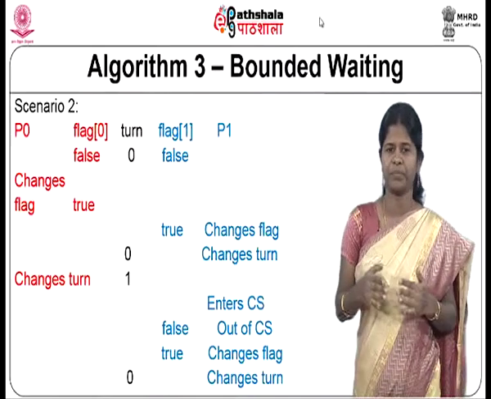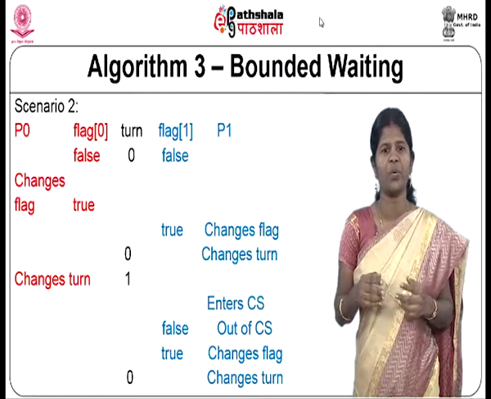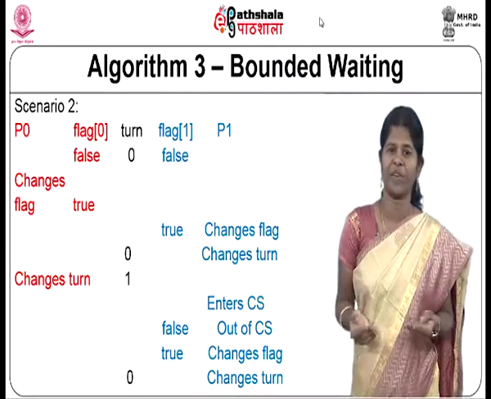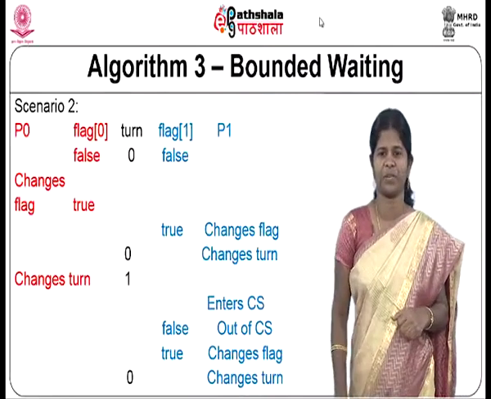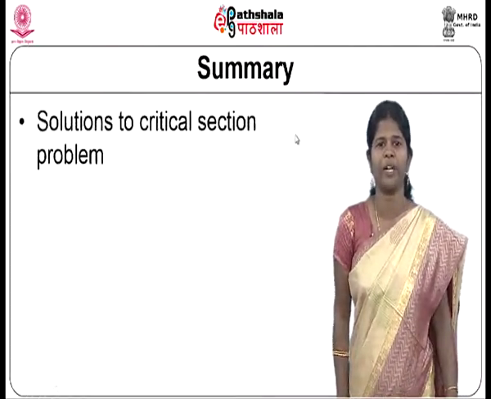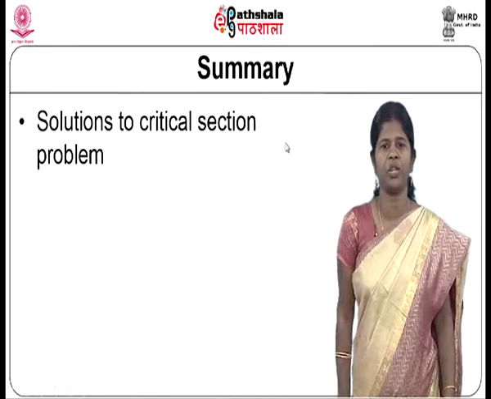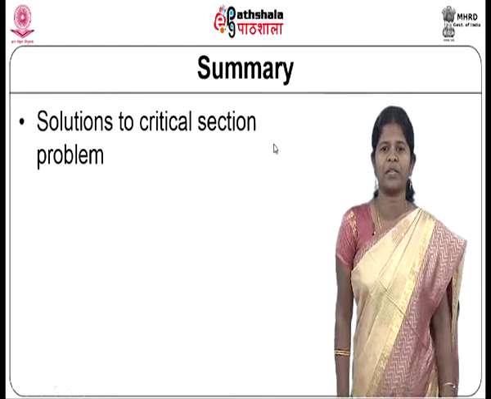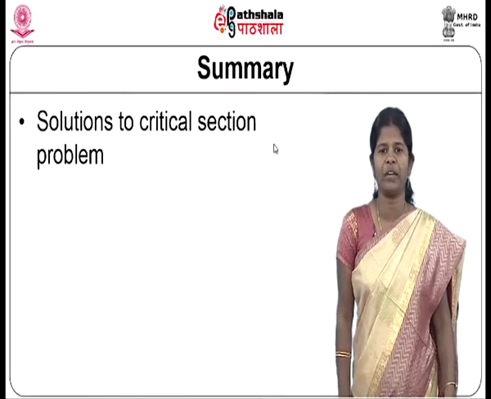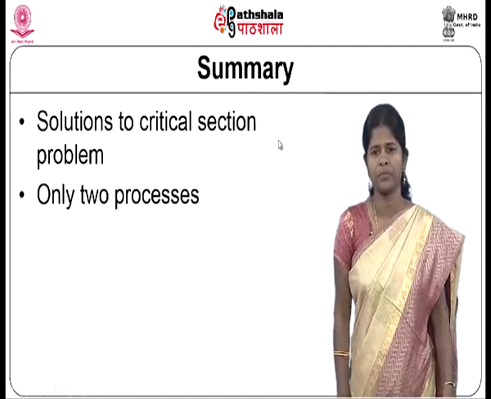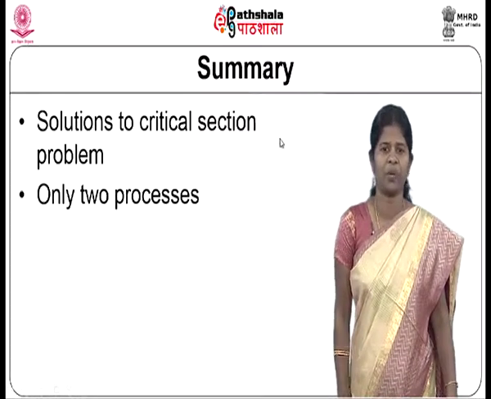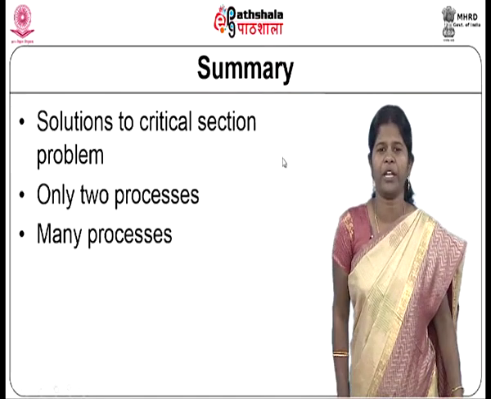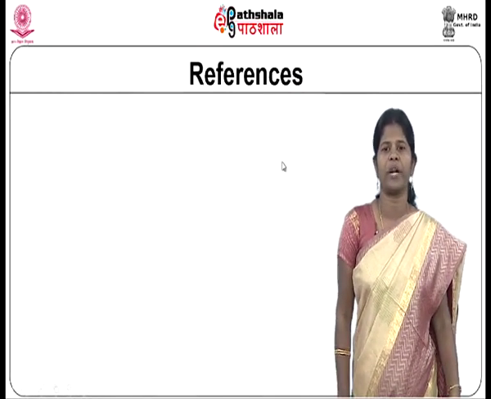This algorithm provides a solution only when there are two processes. When there are more number of processes, this does not provide a solution. So, what we learnt in today's class? We learnt about solutions to the critical section problem. We saw two algorithms and we saw if they satisfy the mutual exclusion, progress and bounded waiting. But this is a solution only to two processes. When there are many processes, this does not provide a solution.